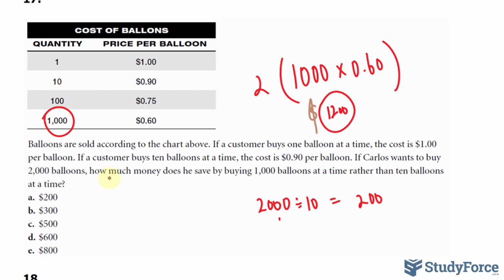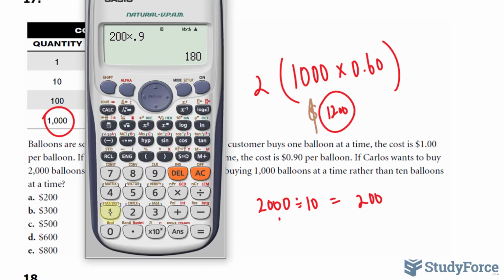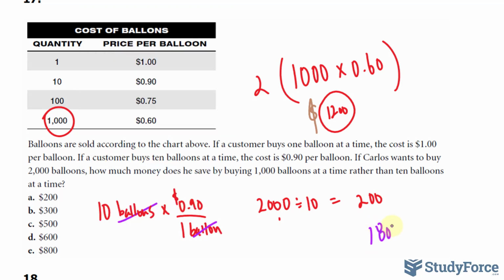What we'll do next is take the quantity of balloons, 10 balloons, times 0.90 per balloon. We multiply these numbers out, 10 times 0.9, and then multiply this number by 200, which gives us 1,800. So he'll be saving, if he goes this route, the difference of these two, which is 600. That's my answer. Let's move on.